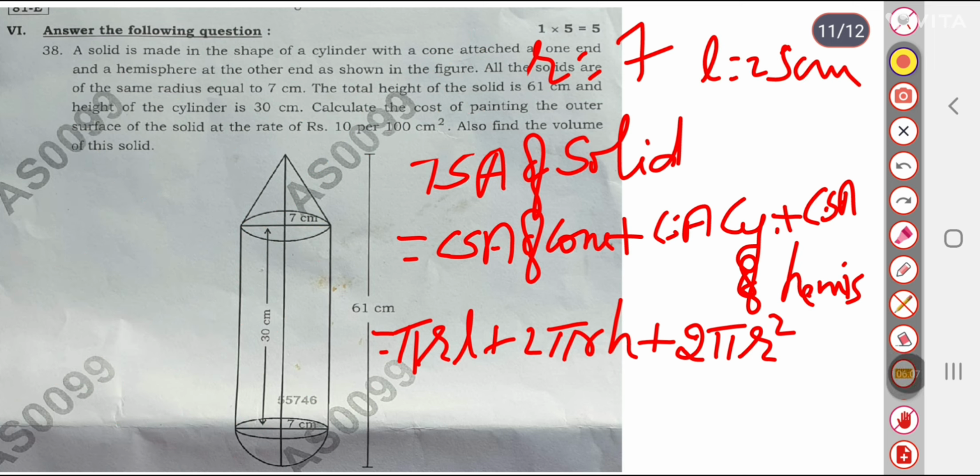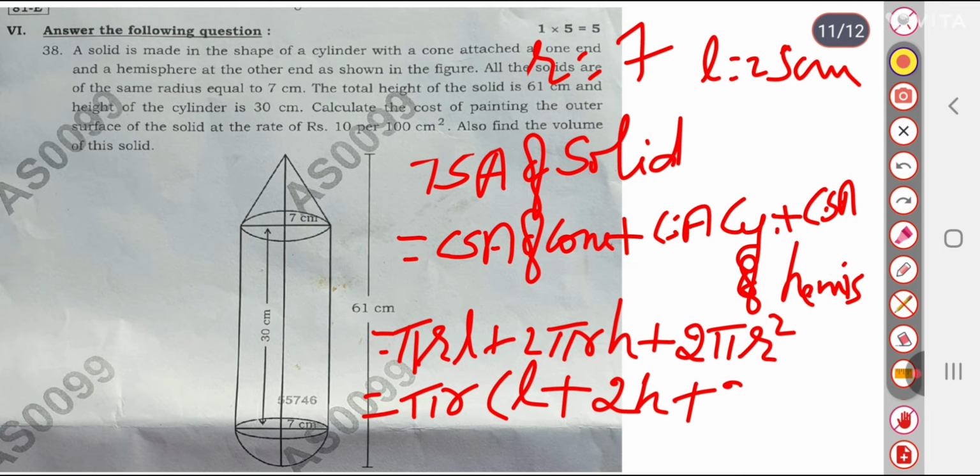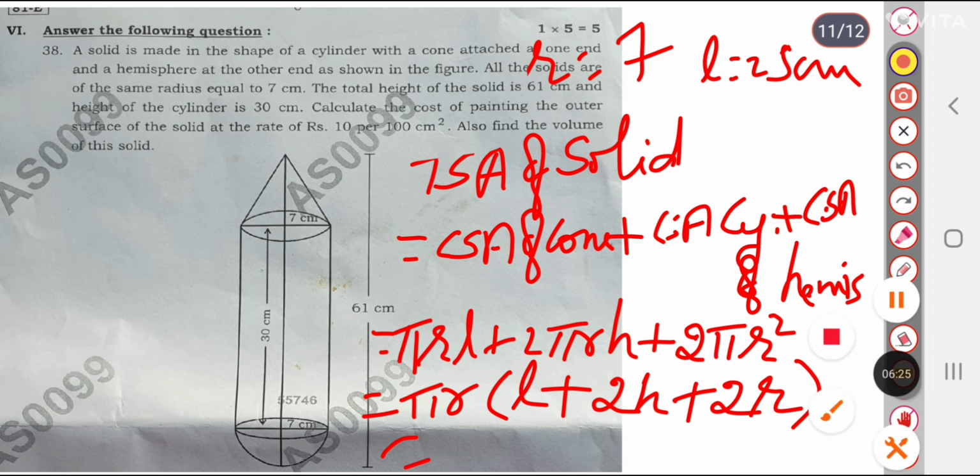Now we'll substitute in this. Say before that, what is common? Pi and R is common, we'll take outside. What is remaining? L plus 2H plus 2R is remaining. If we take common, it is easy to solve. So pi is 22 by 7. Okay, I'll take next page. Again I'll write the formula.